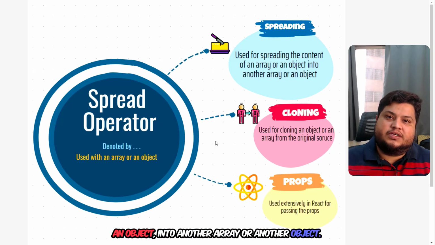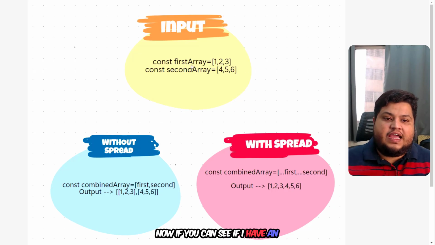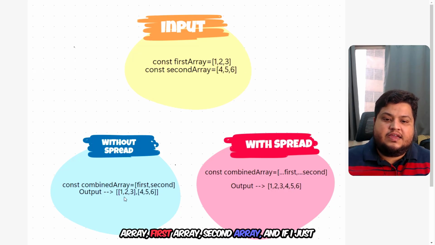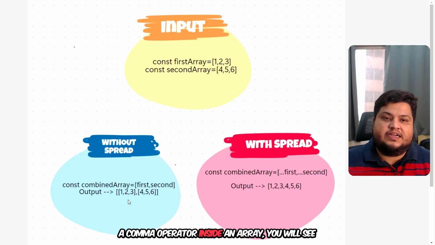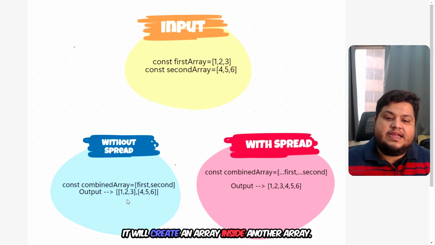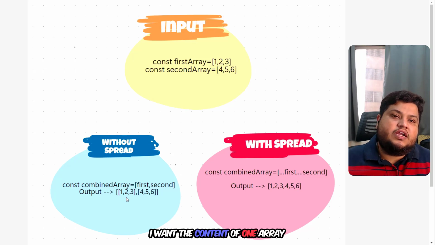This video we are going to talk about another very important concept of JavaScript called the spread operator. Now the spread operator, as the name suggests, spreads the content either of an array or of an object into another array or another object. If I have a first array and a second array, and I just combine them using a normal comma operator inside an array, it will create an array inside another array. I don't want that. I want the content of one array to be spread in the second array.